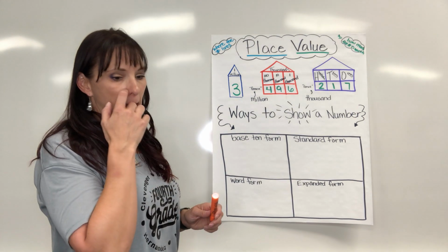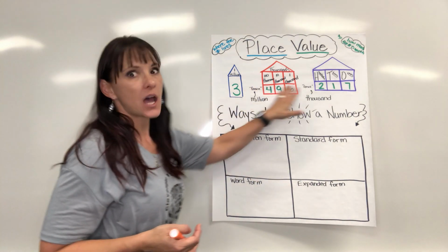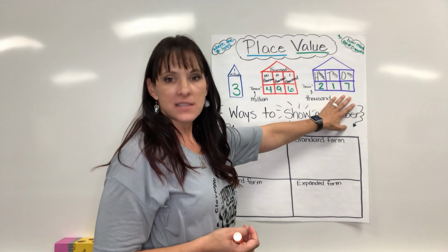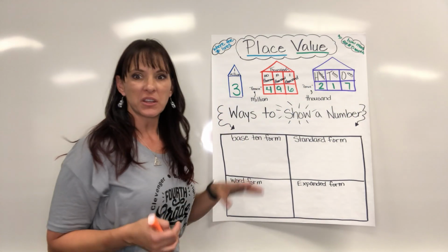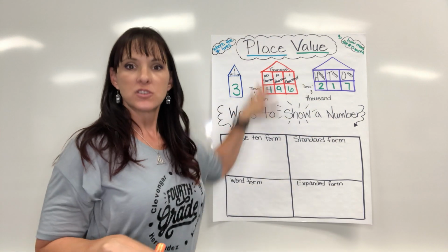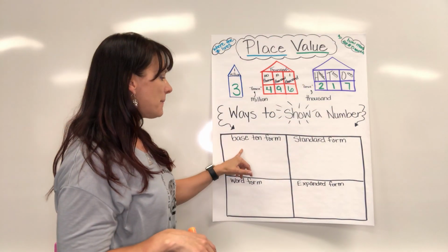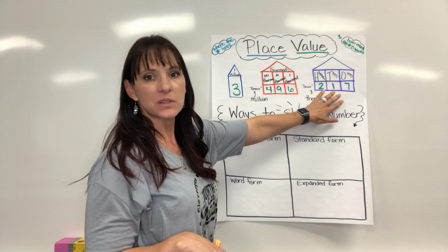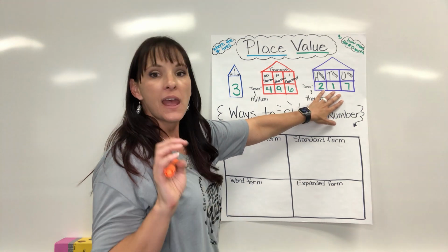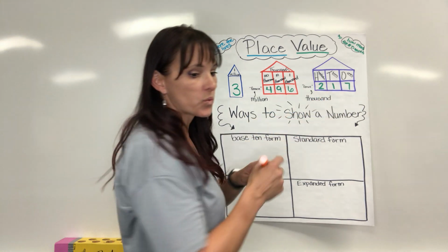So base 10, if we were going to take a look at our base 10, I'm not going to show this entire number in base 10 blocks, because showing 3 million, I don't have enough paper to show you 3 million. So I'm going to stick with something small. I'm just going to stick with this 217 portion, and that 217 is going to look really simple.